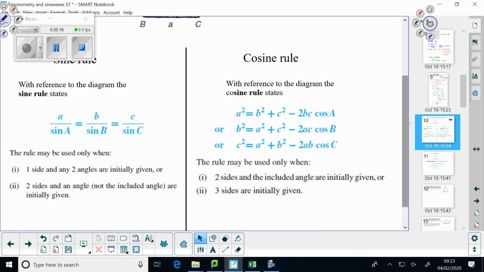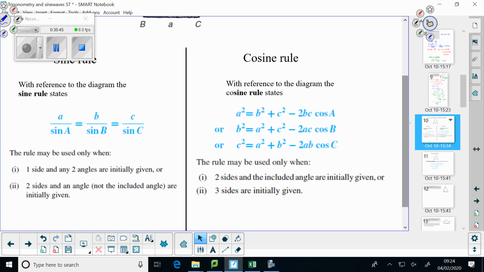In terms of side a, we can say a squared is equal to b squared plus c squared minus 2bc cosine of A. It looks a little bit more complicated and probably is a little bit more tricky to rearrange, but not that tricky. This rule may be used only when we know two sides and the included angle. So if you've got two sides and the included angle, you can't use the sine rule, but you can use the cosine rule.